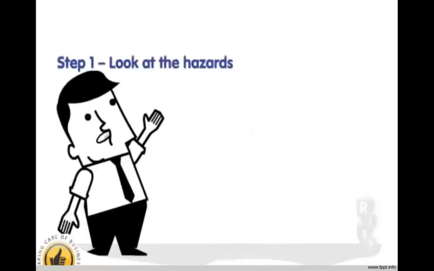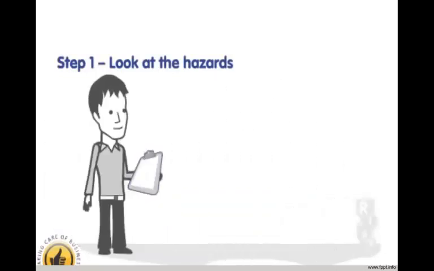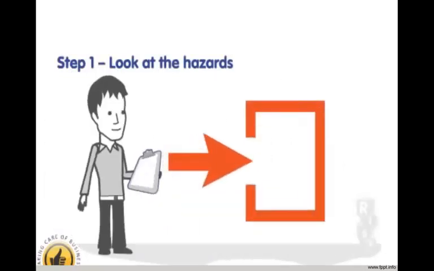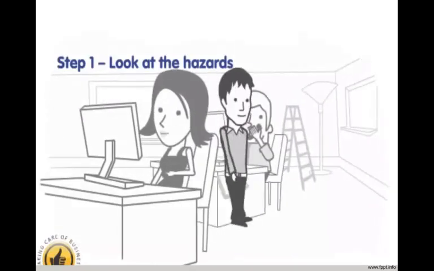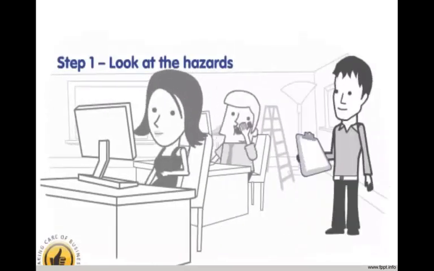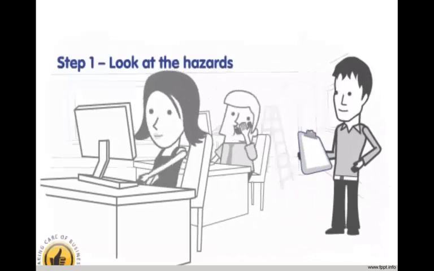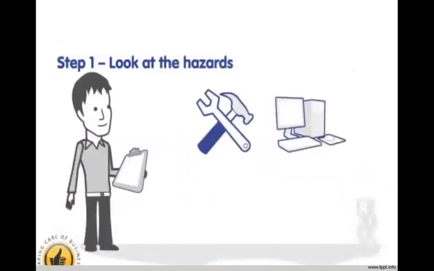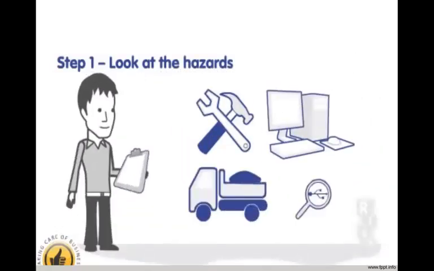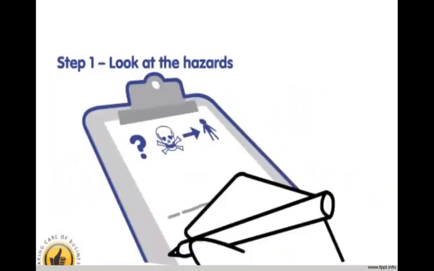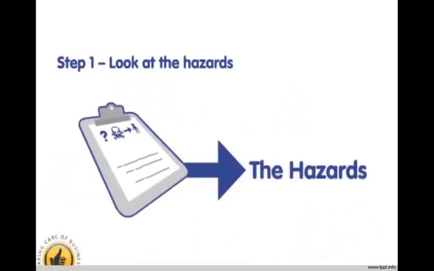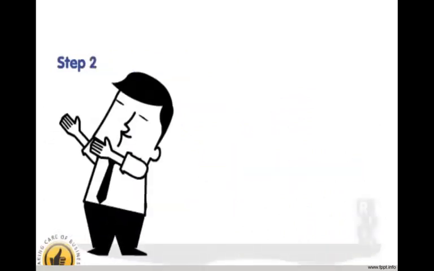Step 1. Look at the hazards. Take a pen and paper. Start at the entrance and work your way through your workplace. In each area, have a good look at the workplace and the work that is being done. Look at the tools, equipment, materials, and the work methods. Write down what can cause harm to people. These are the hazards.